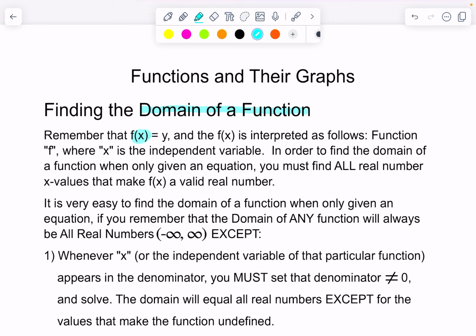Remember that f of x equals y. They're the same thing, just f of x is a fancier version. And f of x is interpreted as follows. It's function f where x is the independent variable. In order to find the domain of a function when only given an equation, you must find all real number x values that make f of x a valid real number.